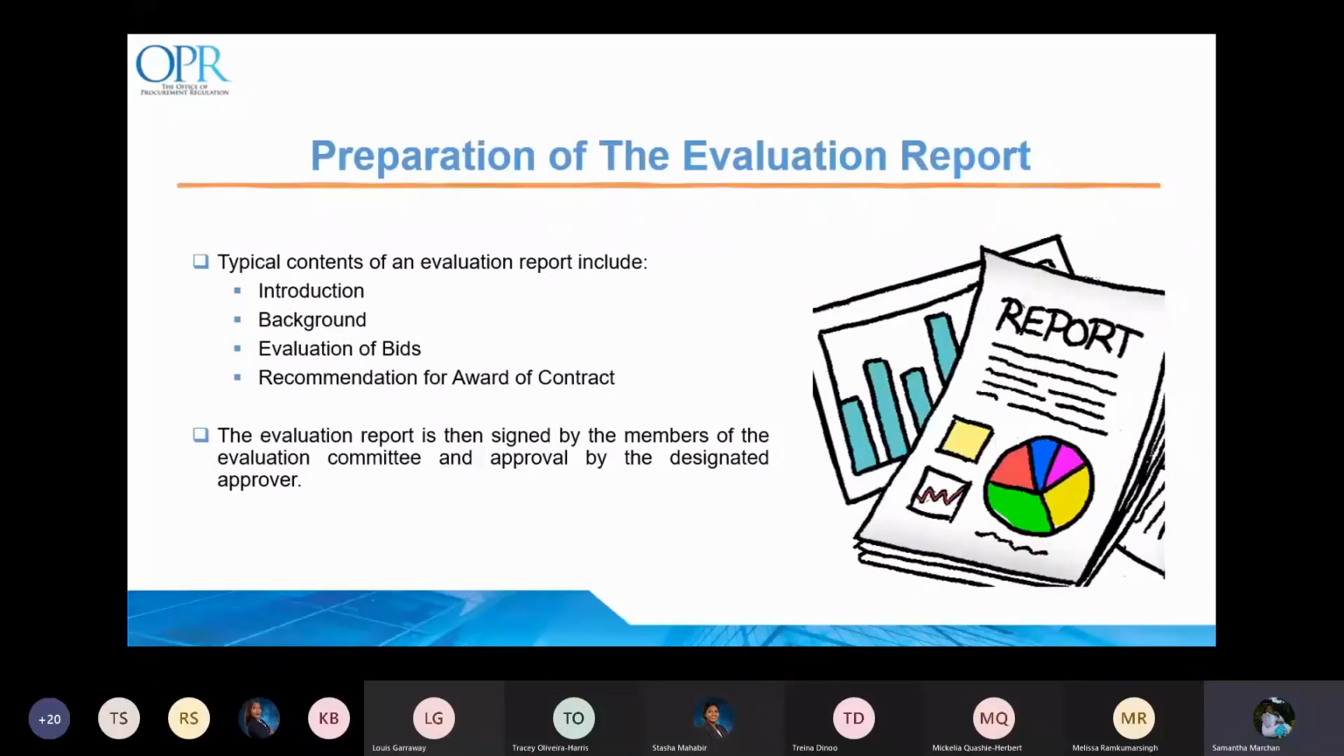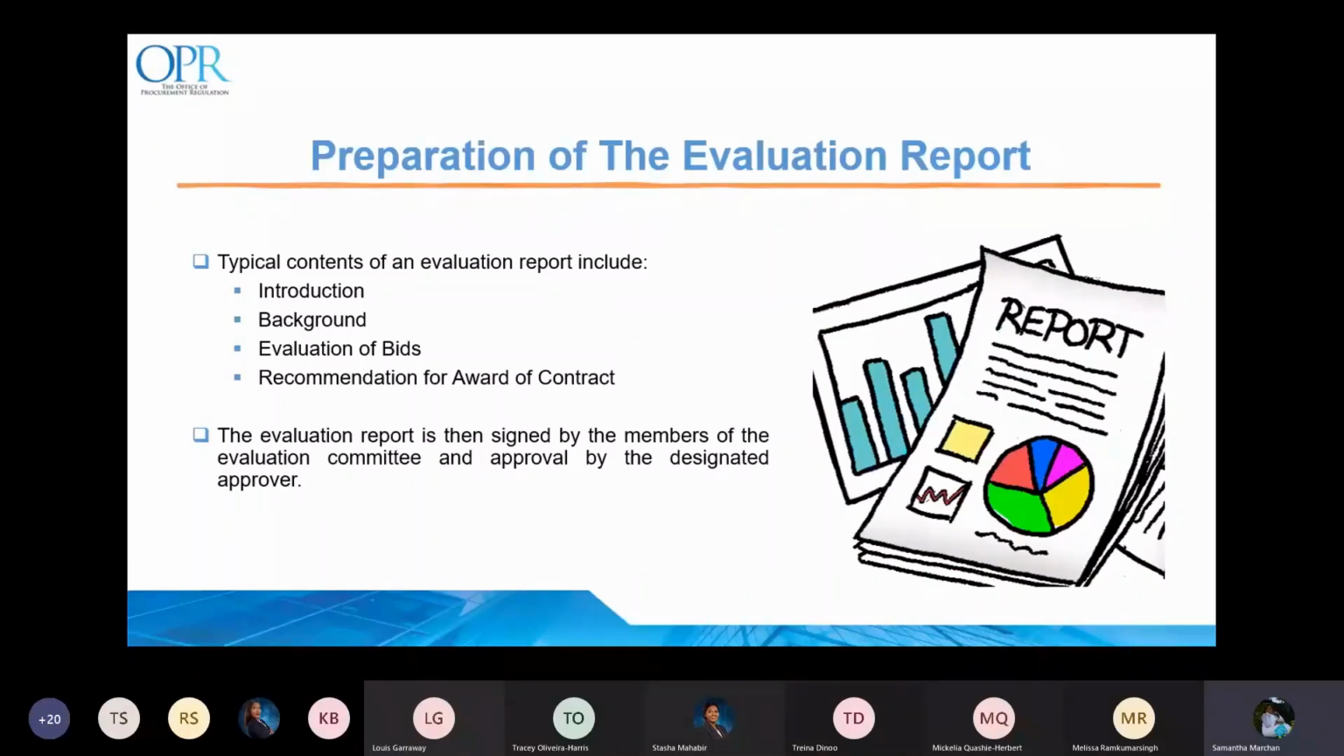Stage 5 of the evaluation process is the preparation of the evaluation report. A template of an evaluation report is provided in the Resource Center on the OPR's website. A clear and documented audit trail must be maintained in the evaluation process. All decisions and the reasons for them should be clearly documented in the report, and it must be signed by the responsible parties and filed with the bidding document. So we'll now go through the contents of the evaluation report.